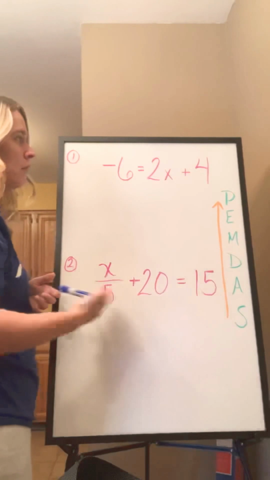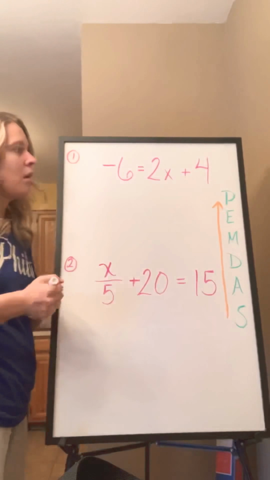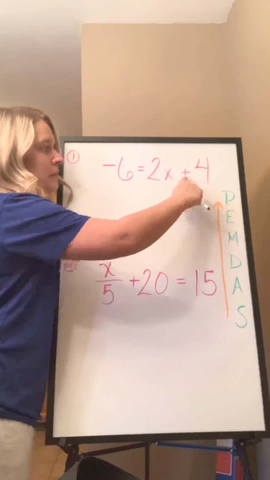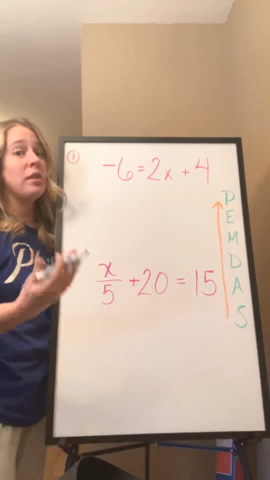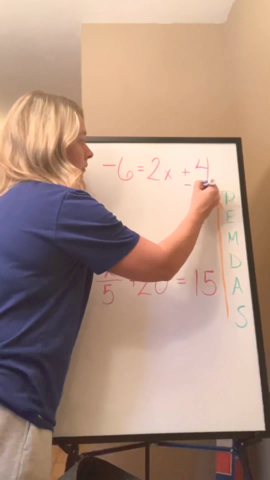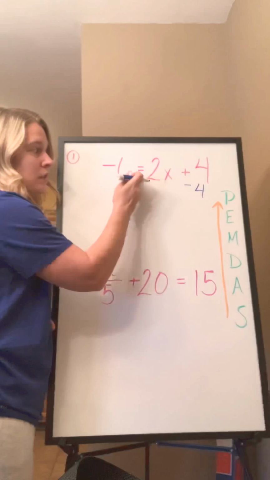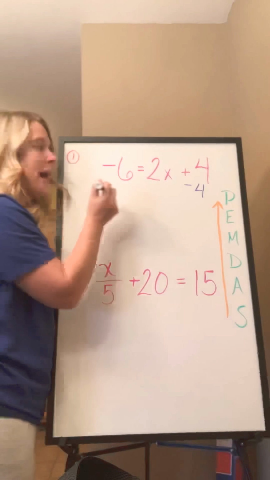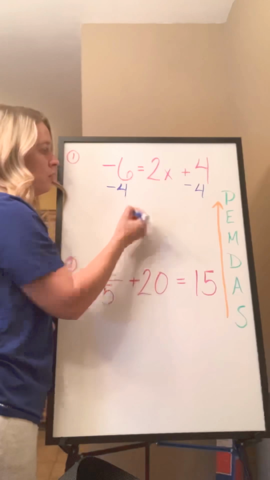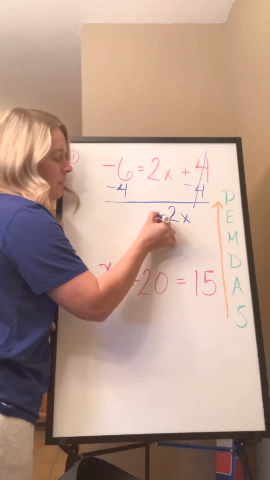So I want to work in reverse, right? I want to work from what is furthest away from the variable. So if I look, 4 is being added to the variable. So the inverse of adding 4 would be subtracting 4. But whatever I do to one side of the equal sign, I have to do the other to keep them balanced. So it means I also need to subtract 4 over here. All right, they cancel each other out, leaving me with just 2x on this side.